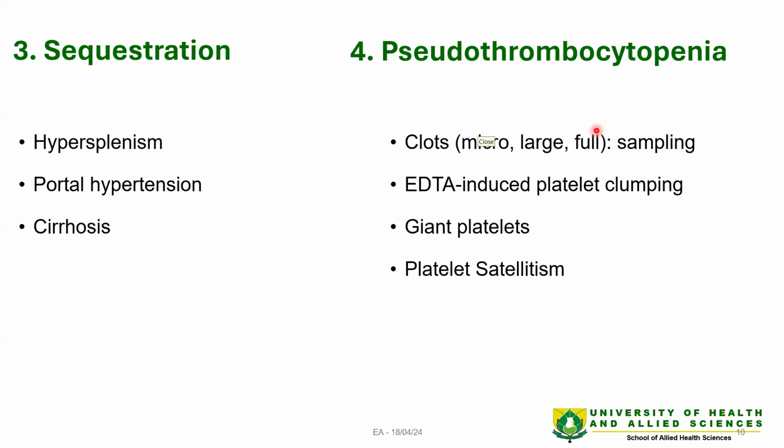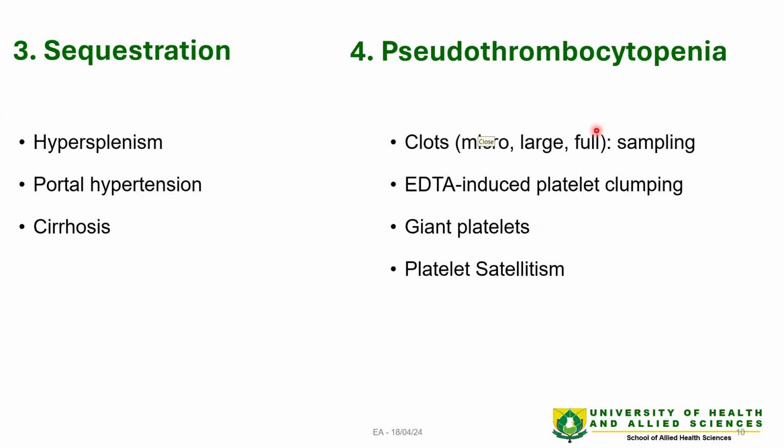And then you have the full clot, in which case you realize that the whole tube with the blood has become solid, and the blood is not even moving properly. So this happens during sampling. Then we also have EDTA, ethylenediaminetetraacetic acid, which is the most commonly used anticoagulant for hematological samples, also inducing platelet clumping. So we'll look at these in detail a little later.